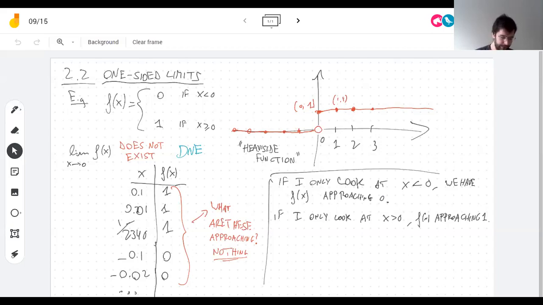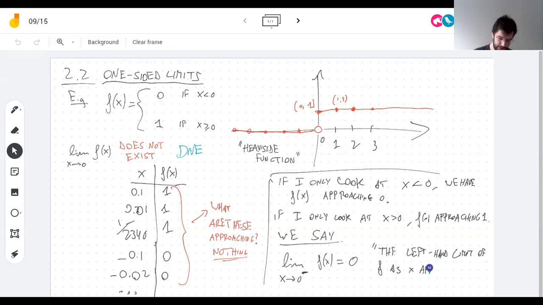So what we say is that the limit of f of x, and we write a minus sign here, is 0. So this is read the limit. So either you would say the left-hand limit, and limit of f as x approaches 0, the limit as x approaches 0 from the left is 0. And likewise, you would say that the limit from the right is 1.